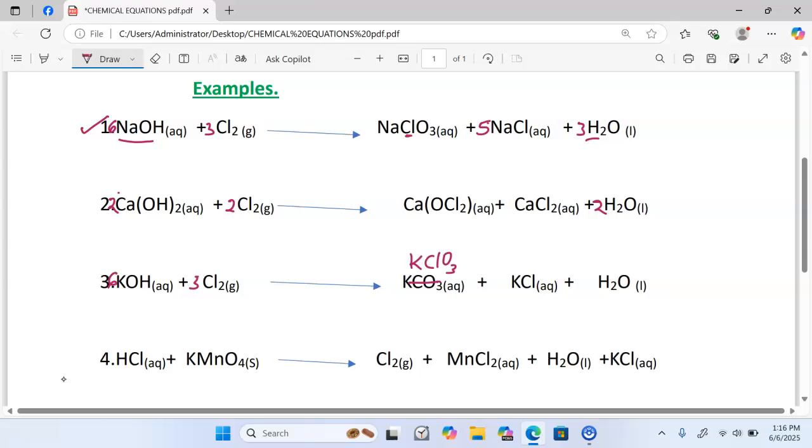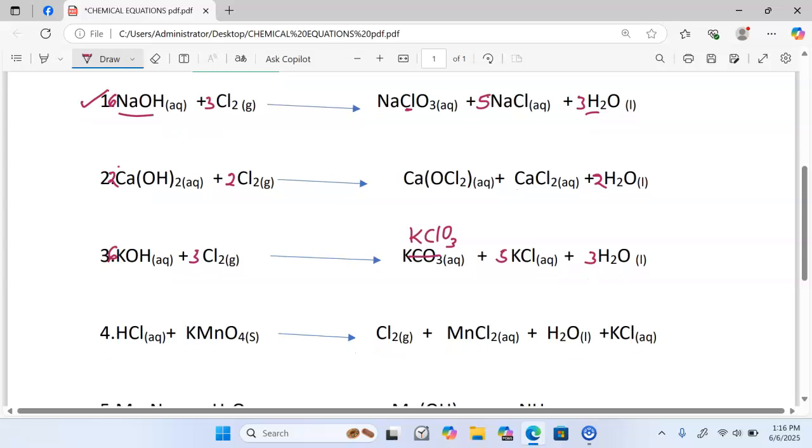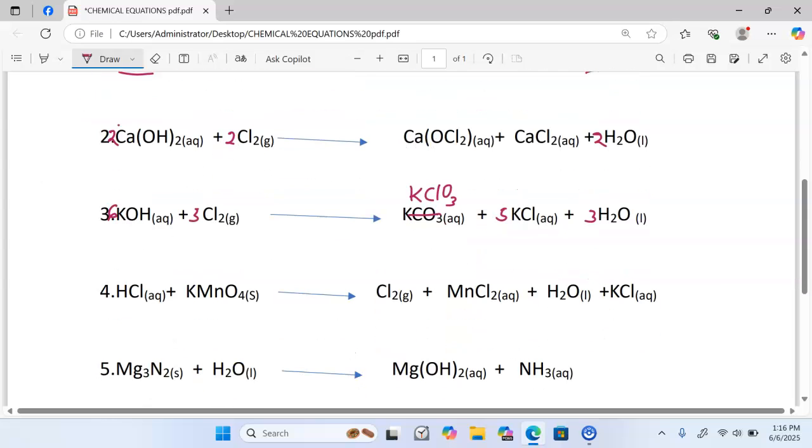We write 2, that is 3 behind the water, and also 5 behind potassium chloride for the equation to be balanced. Then we go to 4, where we have hot concentrated hydrochloric acid with potassium manganate 7 to produce chlorine, manganese chloride, water, and potassium chloride.